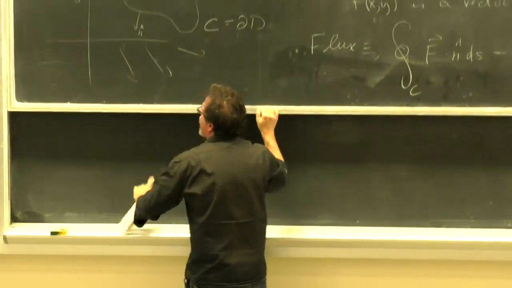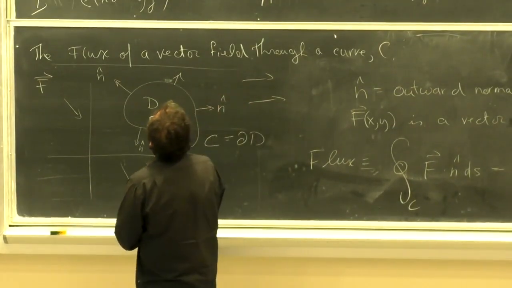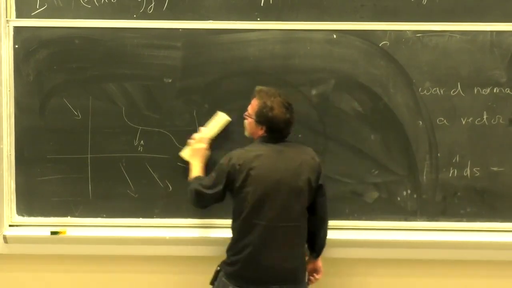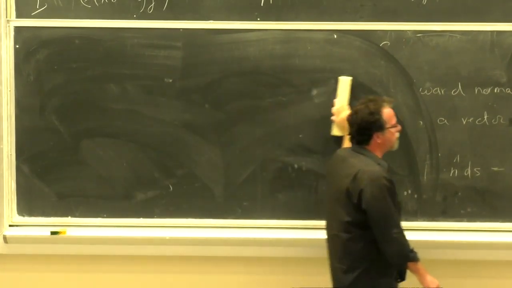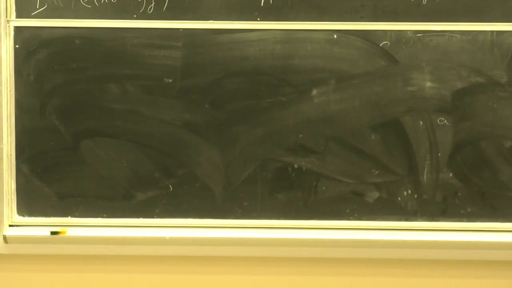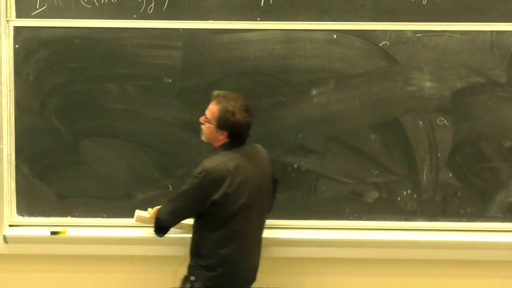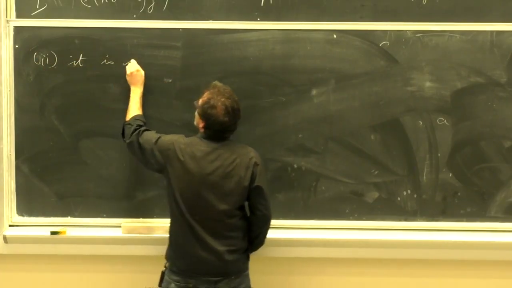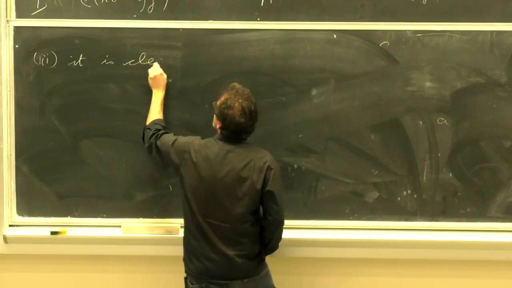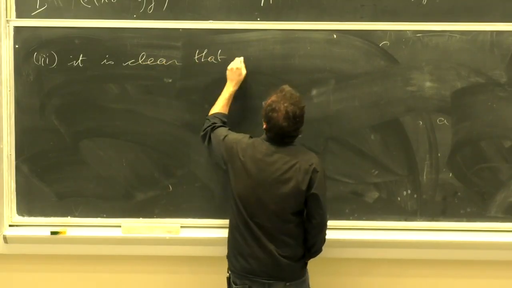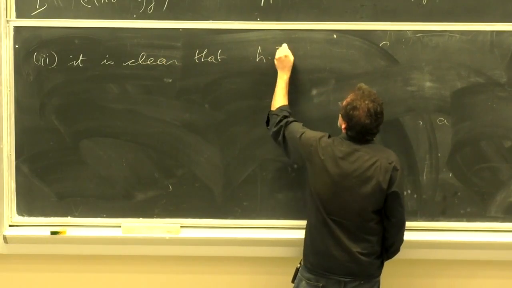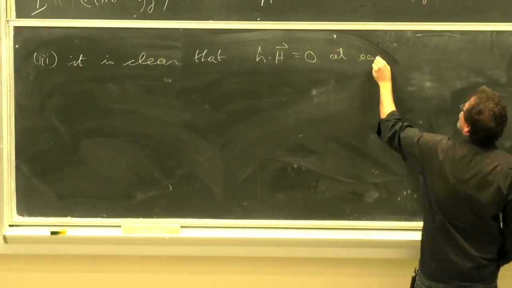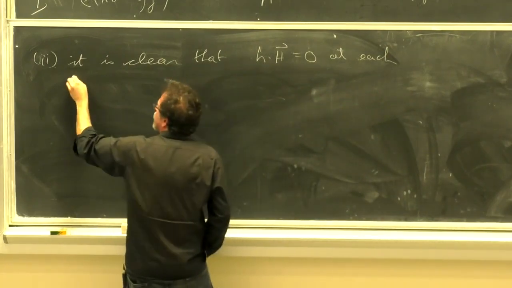Vector field 3 is the H vector field. But I'm not actually going to bother computing H. Why am I not going to bother computing H? Because, 1, 2, 3, it is clear, Claire, it is clear that n hat dot H is equal to 0 at each point along the curve.